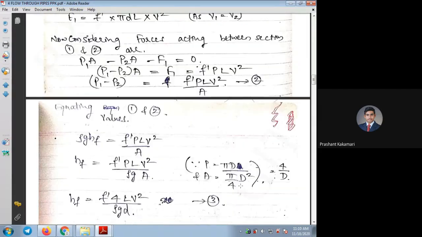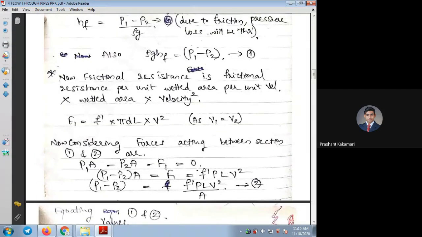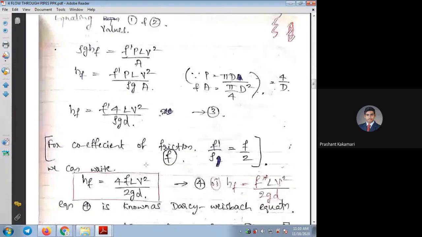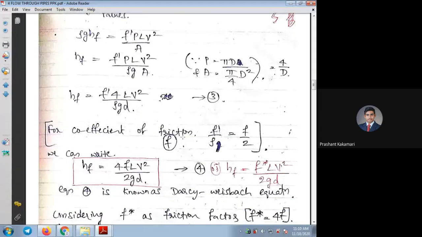f dash is the frictional resistance per unit wetted area per unit velocity. F1 is the frictional force. Now we have to recall one more term, that is the coefficient of friction, small f. That is given by small f equals 2 f dash by rho: 2 times the frictional resistance per unit wetted area per unit velocity divided by rho. That is called the coefficient of friction.